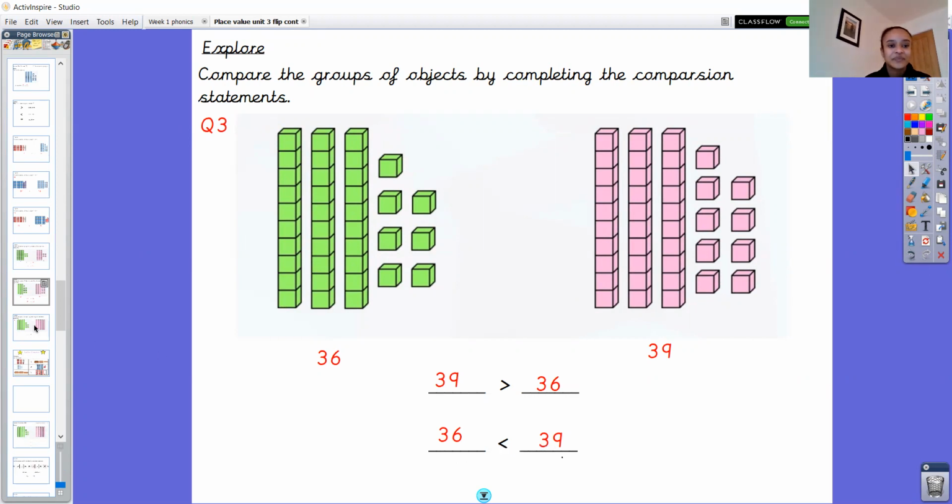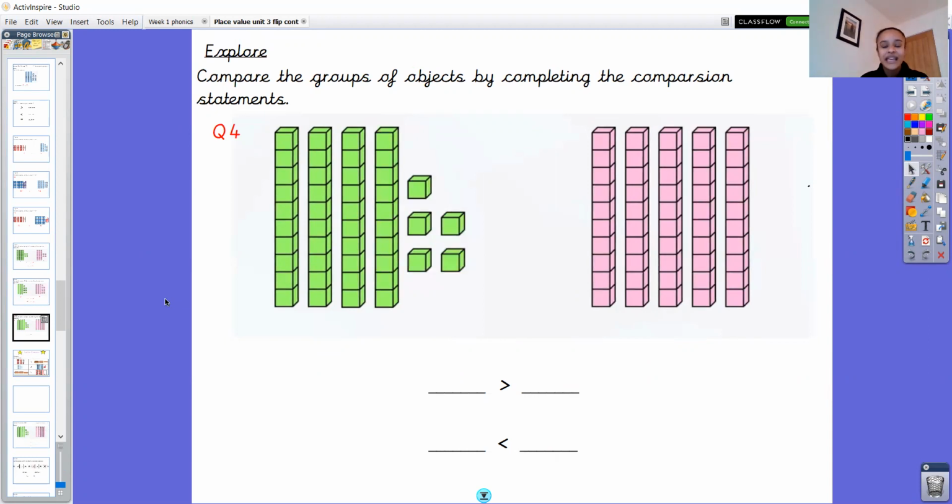Brilliant. Well done. Okay, question 4, year one, exactly the same. So again, I'd like you to have a go, find out what the numbers are, and then make sure you've got them in the right order to make both of these comparison statements make sense. So please pause the video now and have a go at question 4.